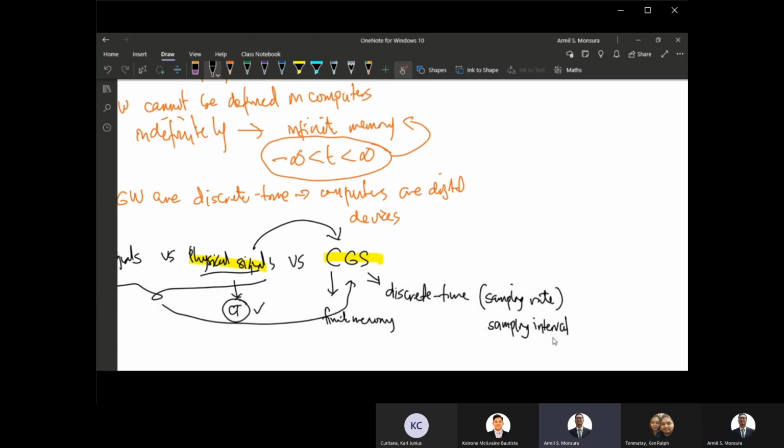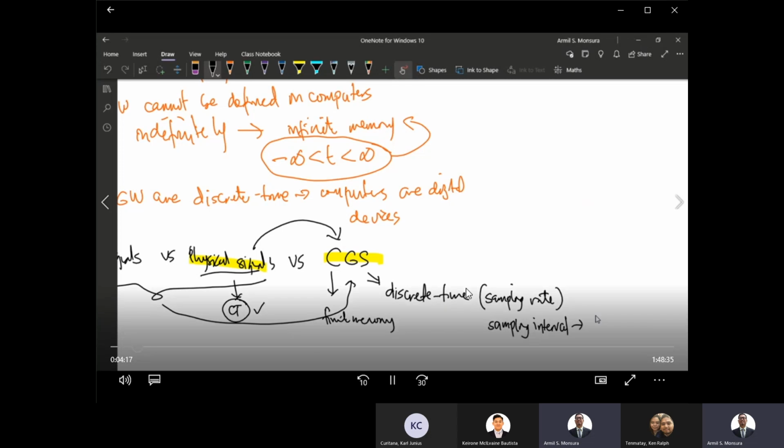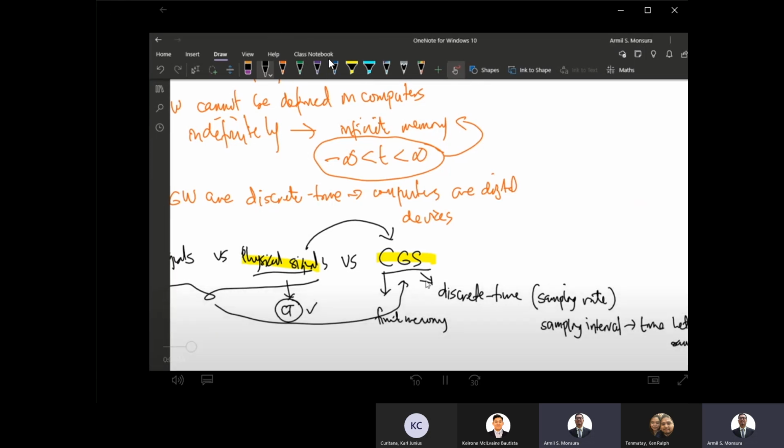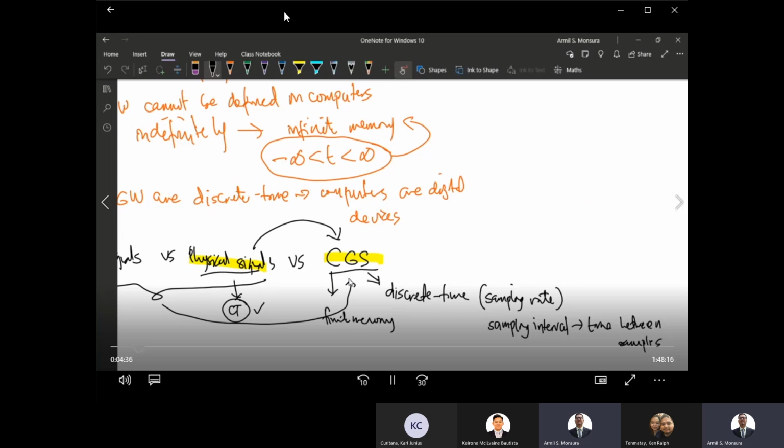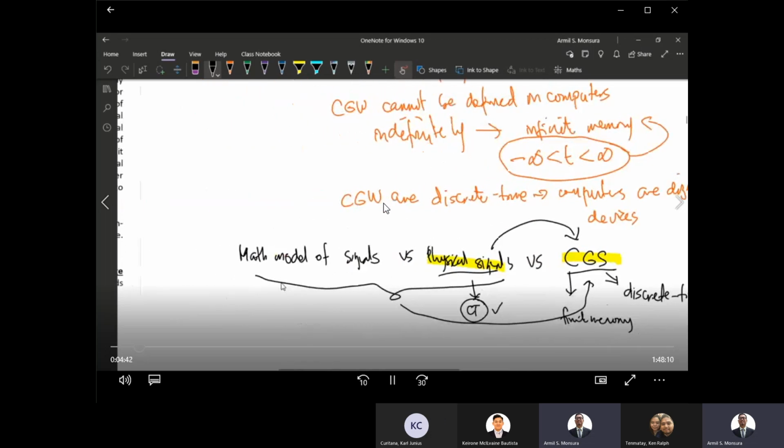The sampling interval means the time between samples. So if you can make this time between samples very, very small, we can approximate your computer-generated signal as a continuous-time physical signal.